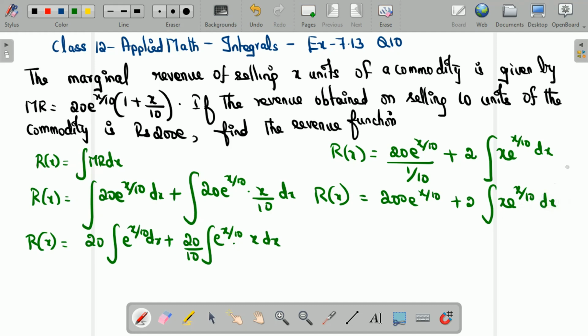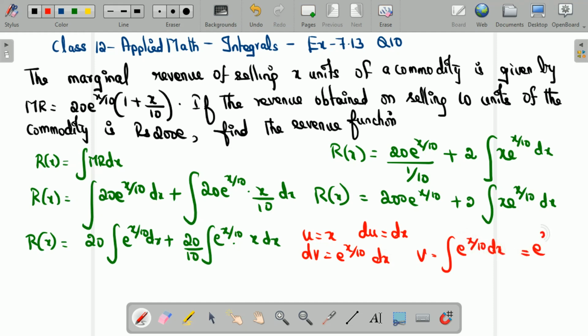Now this is of the form u dv, so I'm going to identify the u and dv. u is going to be equal to x, so du is equal to dx. dv is going to be equal to e^(x/10) dx. So v is going to be the integral of e^(x/10) dx, which is nothing but e^(x/10) by 1/10. On simplification, it is 10 e^(x/10).